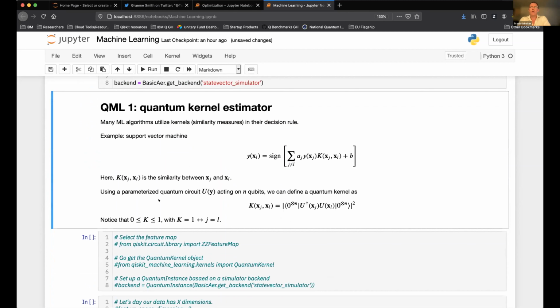To be honest, I didn't really have a background in quantum machine learning before I came to IBM Quantum, and then I've had the chance to pick up a couple of research projects involving it.